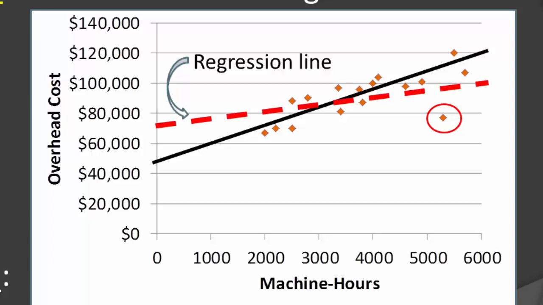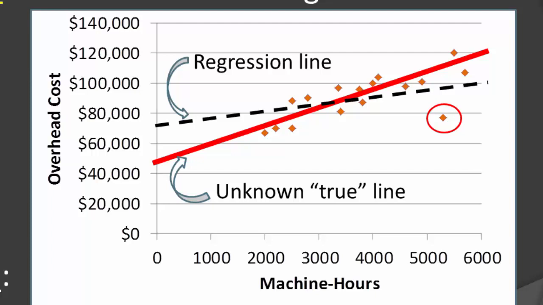If we include that outlier in our regression, it's going to tend to pull the regression line down toward it. However, if that one data point shouldn't really be there, let's say it was there due to a typo in the database, then our computed regression line is going to be significantly different from the unseen true regression line.